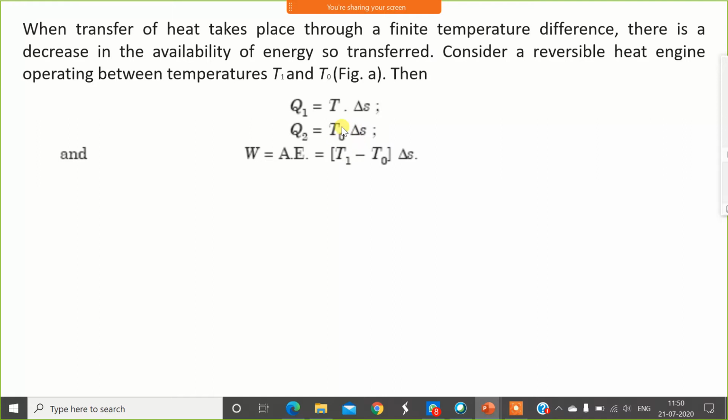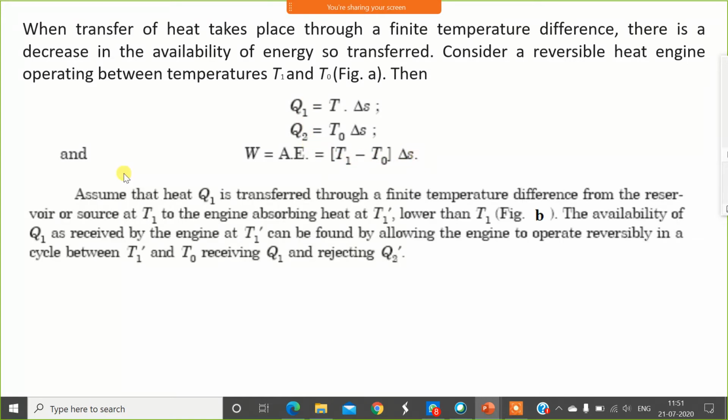This available part of energy is heat supplied minus heat rejected. Work done is equal to heat supplied minus heat rejected. Q1 is the heat supplied, Q2 is the heat rejected. Q1 minus Q2 is equal to T1 minus T0 into delta S. Assume that Q1 is a heat transfer through a finite temperature difference from a reservoir or a source at T1 to an engine absorbing heat at T1 dash lower than T1. T1 dash is less than T1.